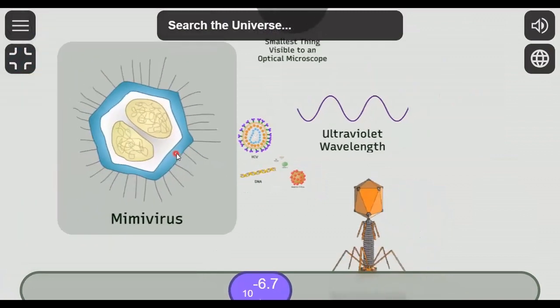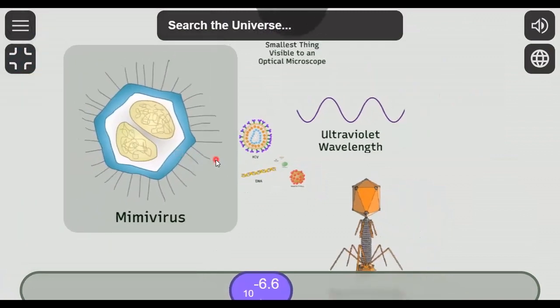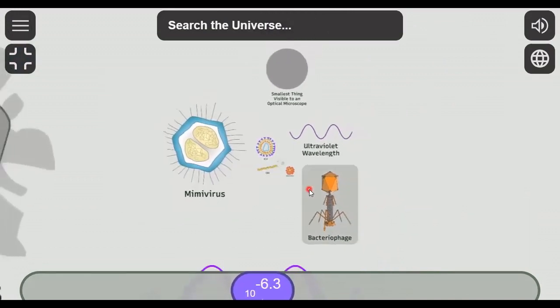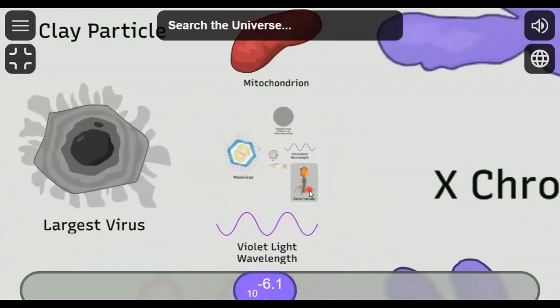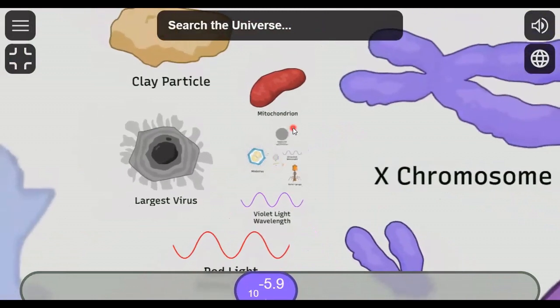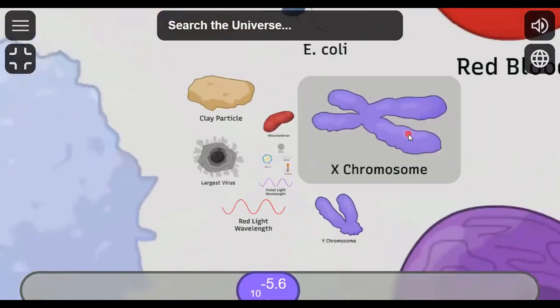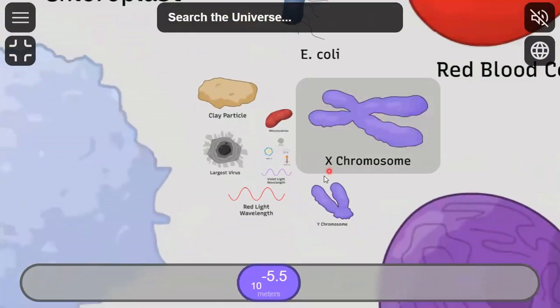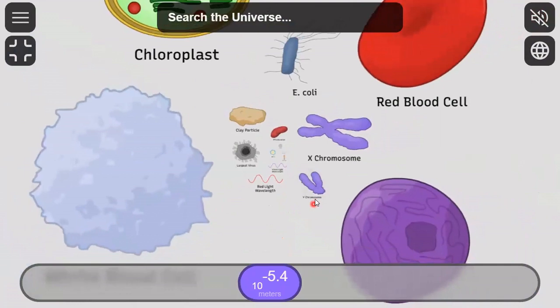And then Mimi virus. It is about 10 raised to the power minus 6.6. Bacteriophage, small thing. Yeah, this is so amazing. Largest virus. Look, mitochondrion. Mitochondrion is a component of the cell. X chromosome. X chromosomes. Then red light wavelength.